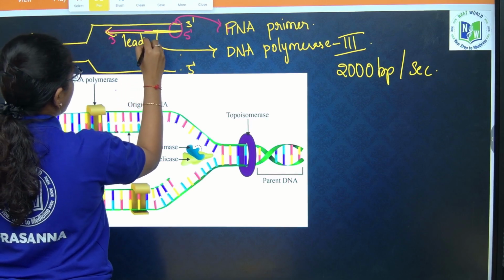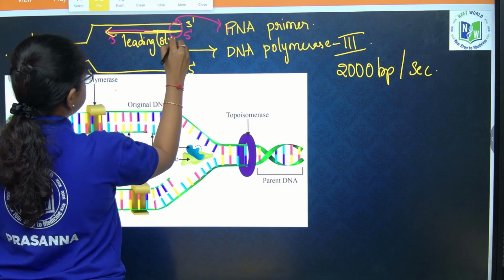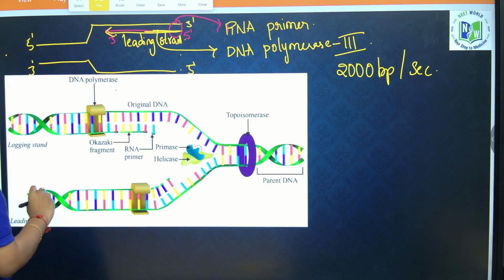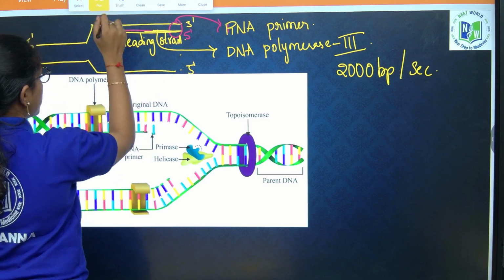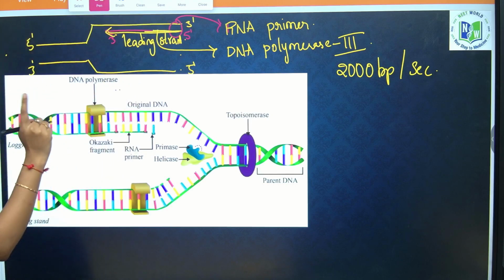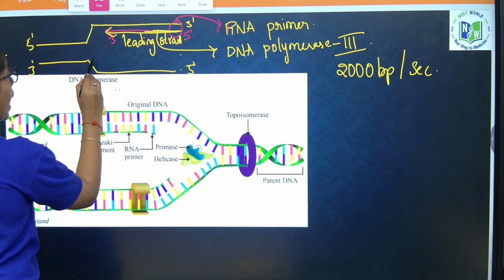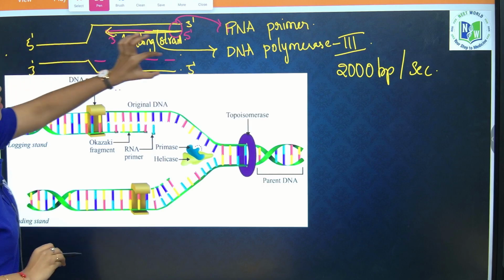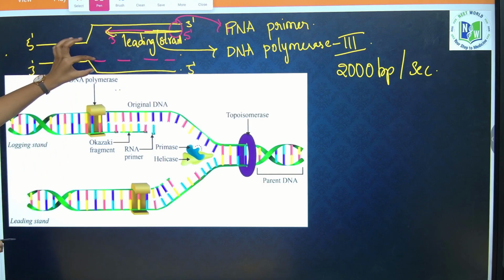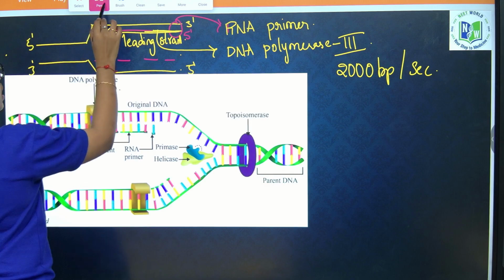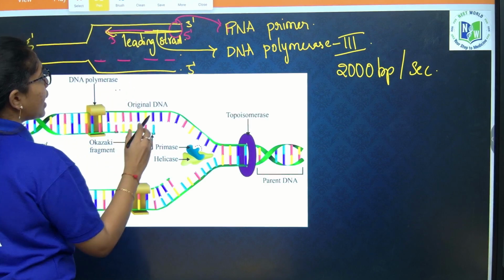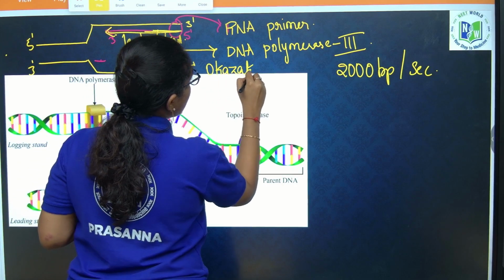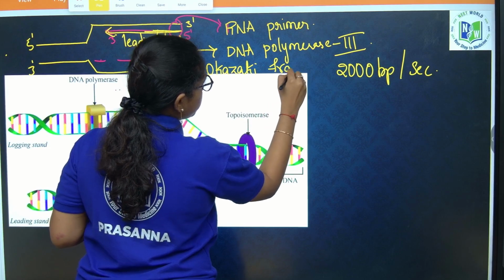And the strand which is synthesized away from the replication fork, as it is away from the fork, there is not just one RNA primer, there are many RNA primers required to synthesize a DNA strand. These fragments are called Okazaki fragments.